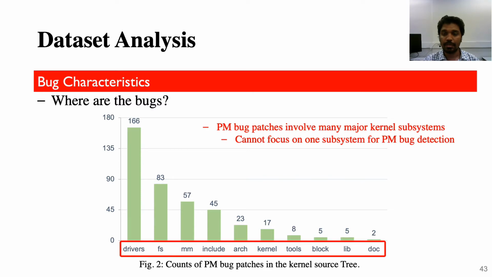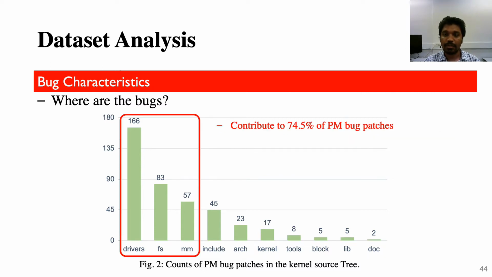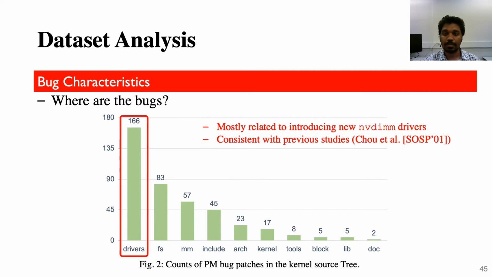We can see that PM bug patches involve many major kernel subsystems. This implies that we cannot only focus on one subsystem for PM bug detection. Next, we observe that drivers, file systems, and memory management subsystems contribute to about 74% of PM bugs. We find that in driver subsystems, most of the bugs are related to the introduction of new NVDIMM drivers. This is consistent with previous studies that mention driver bugs are dominant in the kernel.